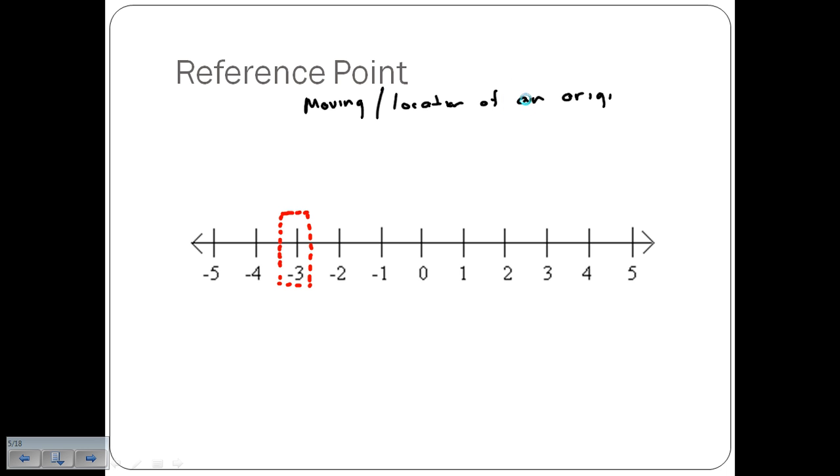So we kind of look at this origin. Okay, we look at this as where are we starting? Where is our initial location? Where is our 0 location? And so if I said that this was my new reference point, now we have some different things.